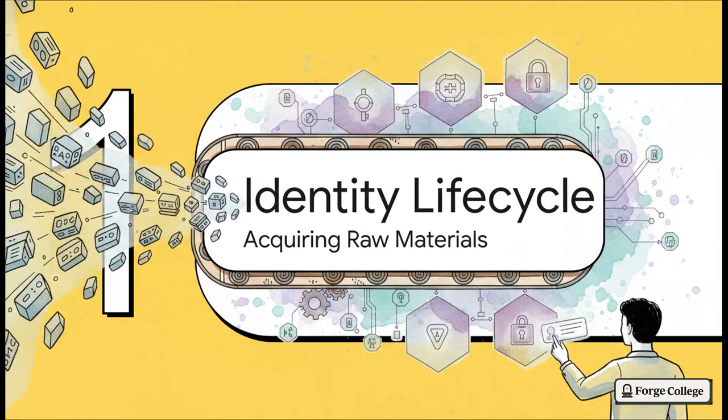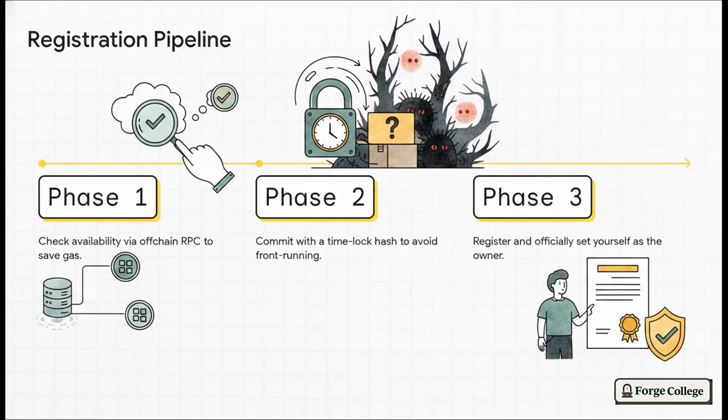The identity lifecycle, acquiring the raw materials. Let's move to the actual mechanics and see how this builds step by step. Because before we can configure fancy pointers and decentralized websites, we have to secure the name itself. Step 1 of this pipeline is the availability check. You just ping an off-chain RPC node to see if your dream name is actually up for grabs. Doing this off-chain is huge because it saves you gas money. You're not paying to send a doomed transaction if the name is already taken.